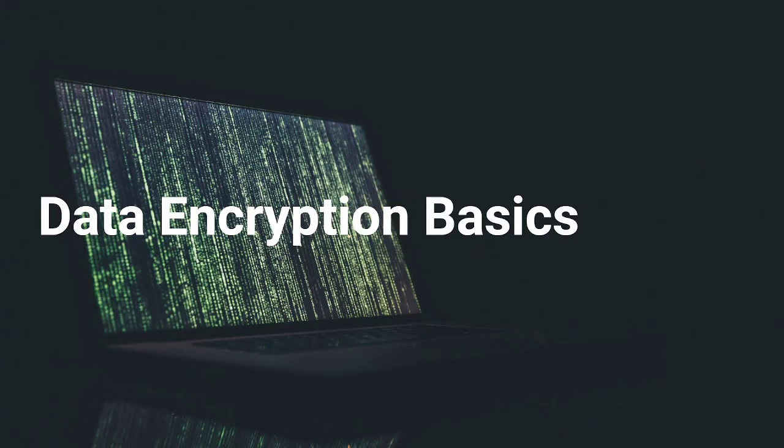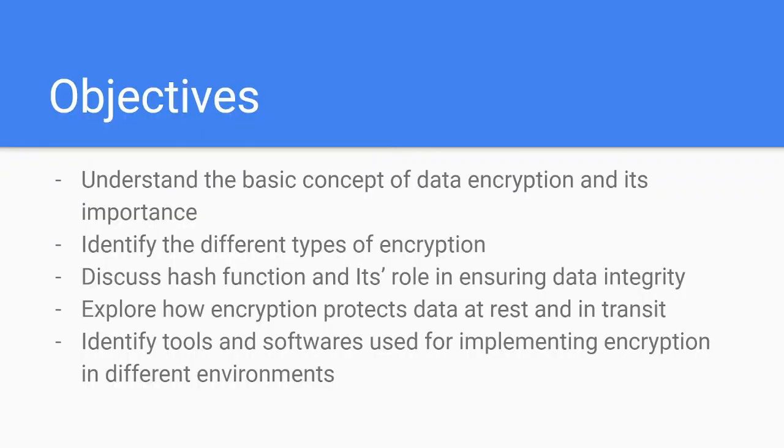So this week we're going to be talking about data encryption basics. So let's get to it. The objective is to understand the basic concept of data encryption and its importance, identify the different types of encryption, discuss hash function and its role in ensuring data integrity, explore how encryption protects data at rest and in transit, and identify tools and software used for implementing encryption in different environments.